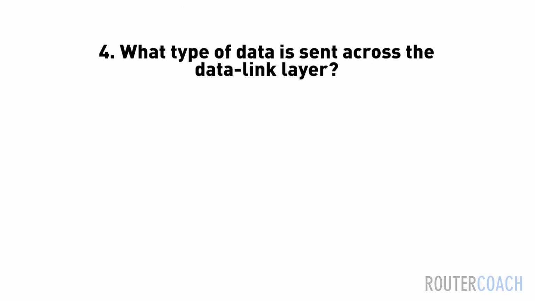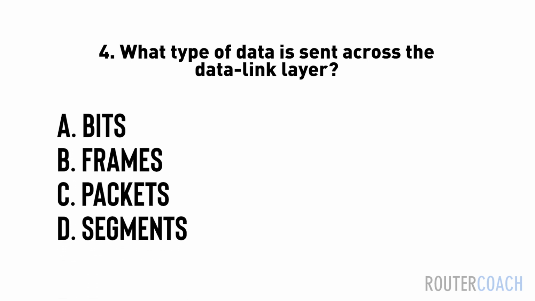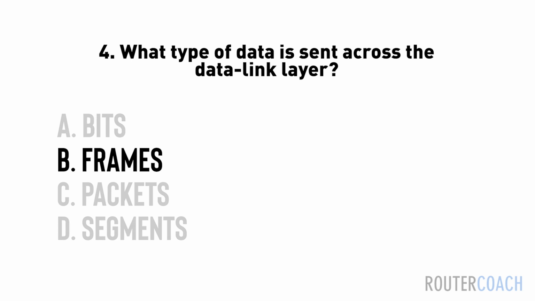4. What type of data is sent across the data link layer? A. Bits. B. Frames. C. Packets. D. Segments. The answer is B.